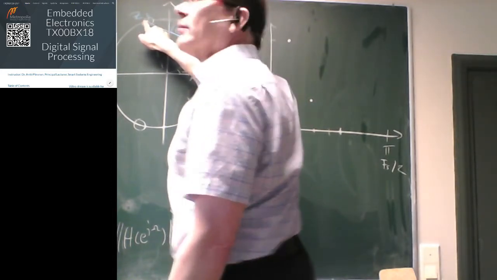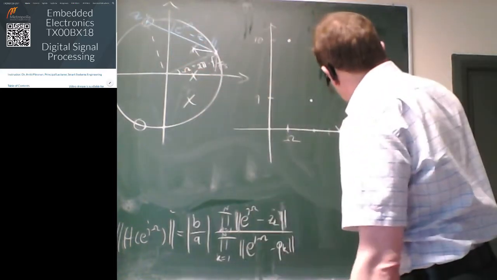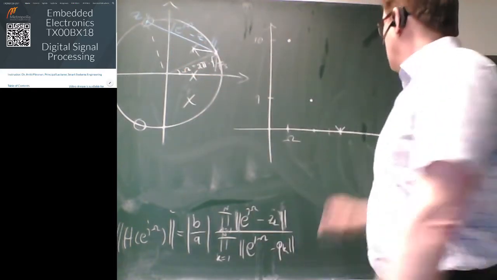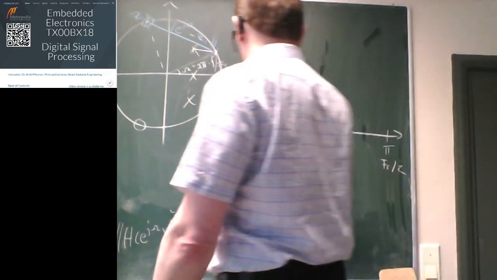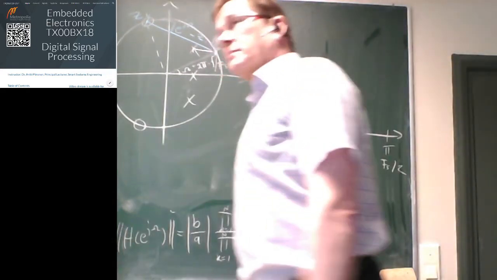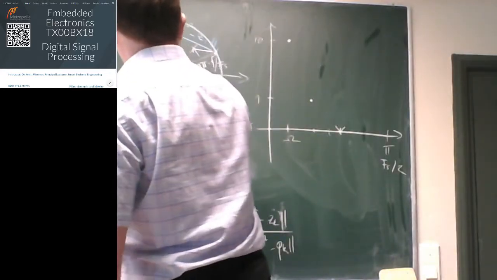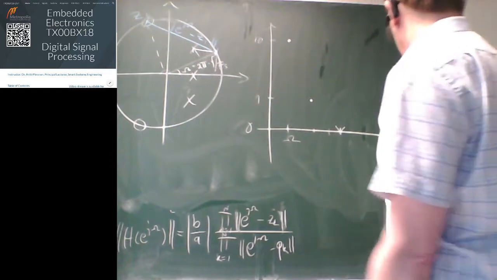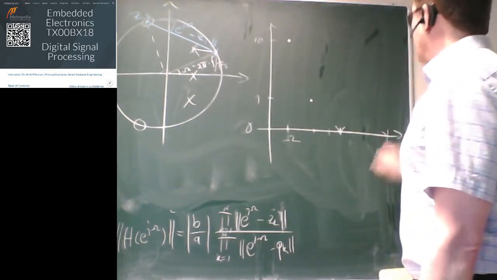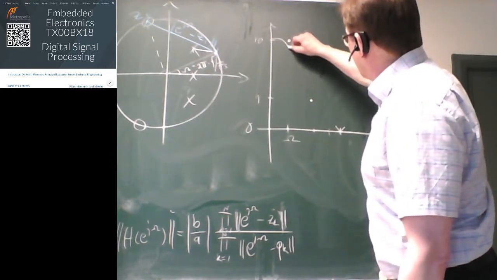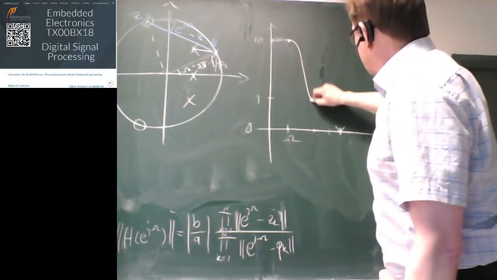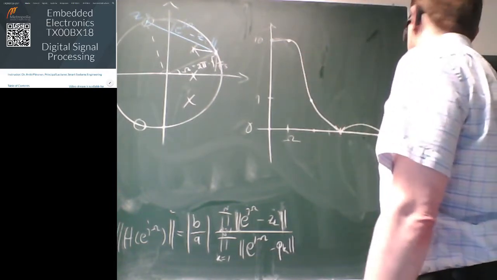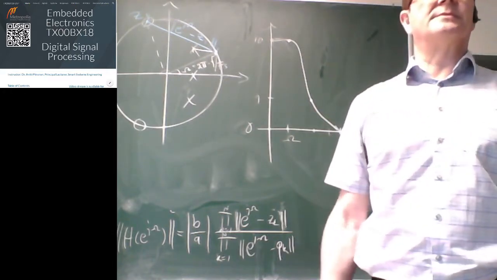So at that angle, we actually have a local minimum, and the amplitude response goes to 0. And also here, at a full angle of pi. So just sketching the amplitude response may look something like this, which is a low-pass filter.